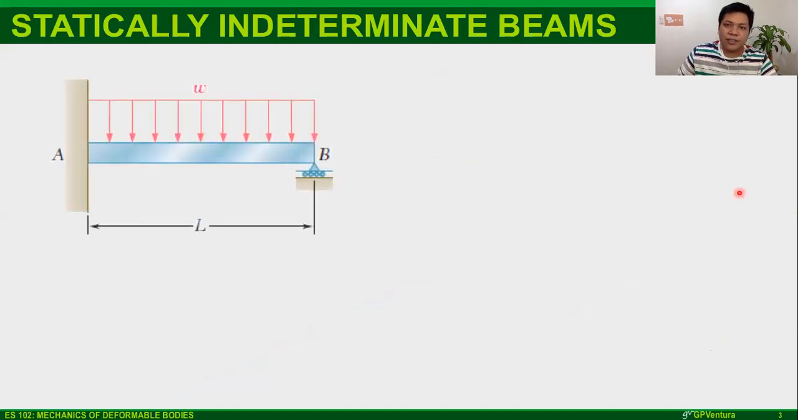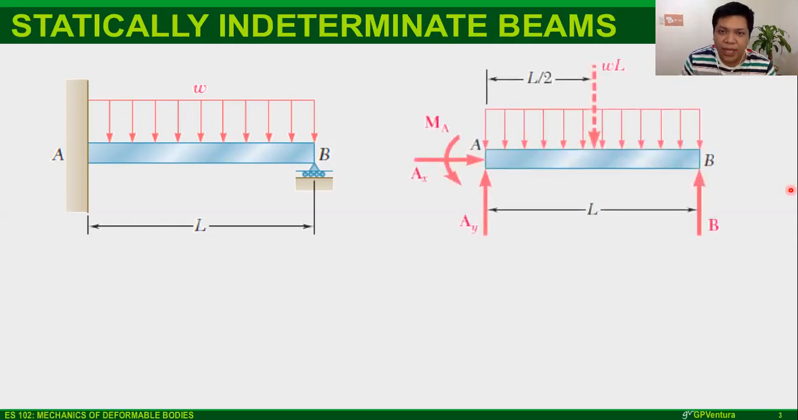Now, when we are dealing with statically indeterminate beams, how do we know that a member is statically indeterminate? Take, for example, this propped cantilever beam. It's fixed at A and supported by a roller at B. Our first step, as always, is to draw the free body diagram of the beam. If I draw the free body diagram of the beam, I should know that if I have a fixed support, there are force reactions along X and Y, and of course, a moment reaction. And if I have a roller here at B, the only reaction here is a vertical support reaction.